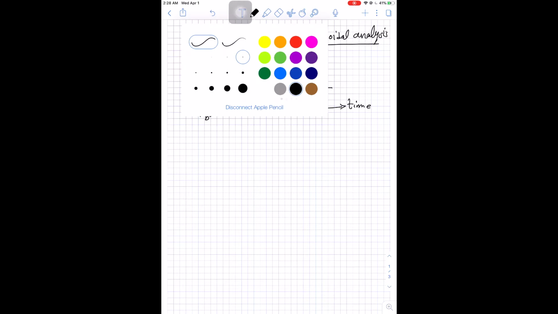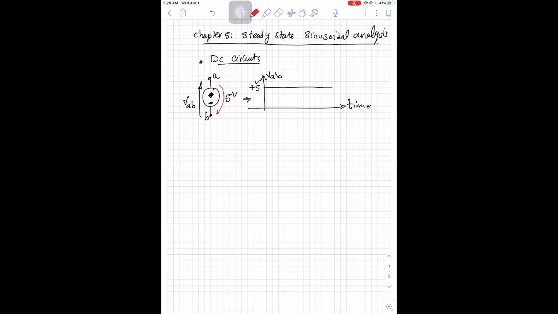And if we need to sketch the voltage between B and A, the voltage VBA versus time, it will be constant at negative 5 volt. This is what we call a DC source. So DC means the value and the polarity are fixed.